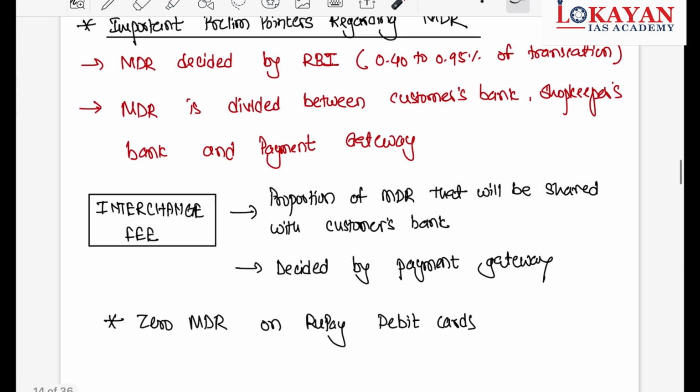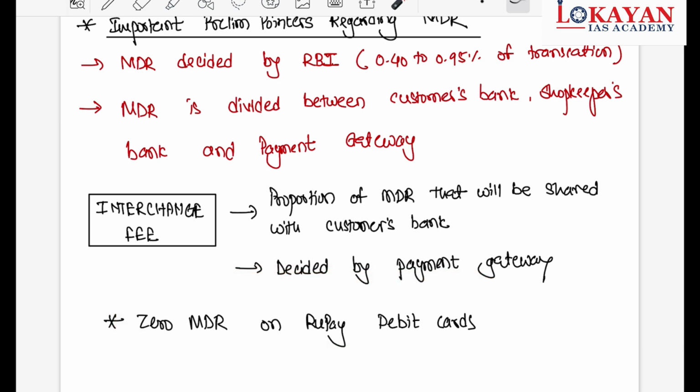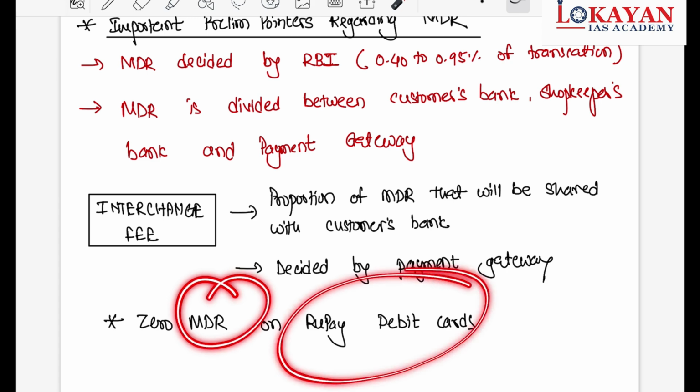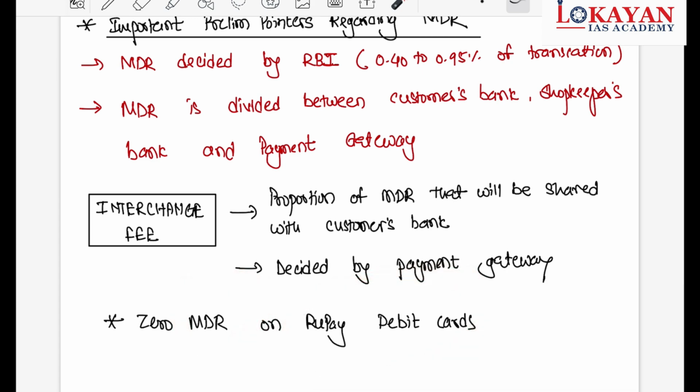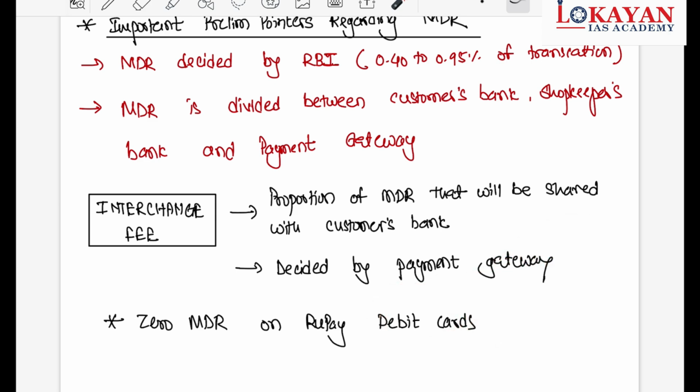Now, a crucial point from your prelim: there is zero MDR on RuPay debit card. Now you may think, if there is zero MDR on RuPay cards, then why will banks issue their cards in RuPay? Because by issuing RuPay they are getting zero MDR, whereas if they issue the same debit card in, say, Visa, then they will get a certain MDR. So remember, the central government has assured the banks that they will be compensated for the zero MDR. This is the concept of MDR.